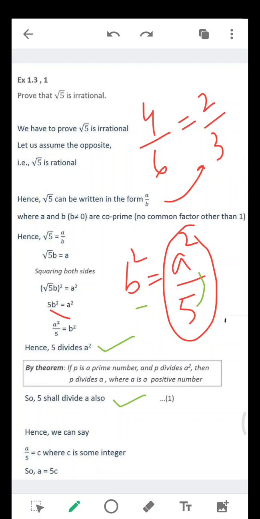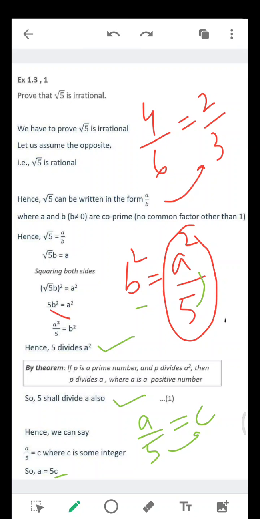When 5 divides a, then I can say you get some integer, say c. So I can say a is equal to 5c, okay. Now I'll substitute this a is equal to 5c. Understand this one problem perfectly. Then only the number changes. In place of root 5 you can write any other number and prove it.